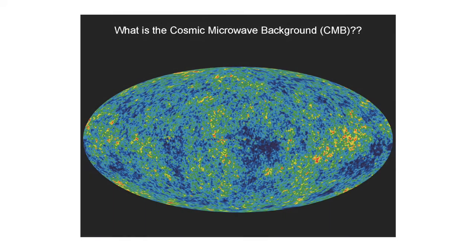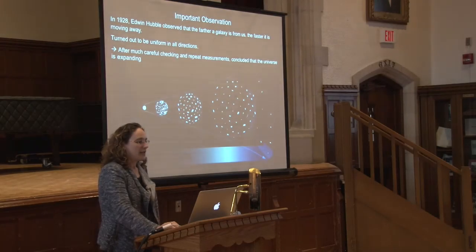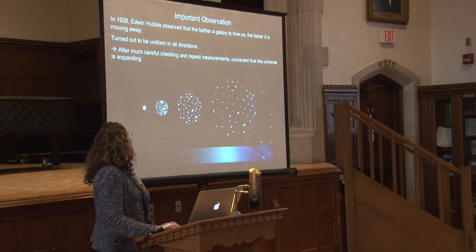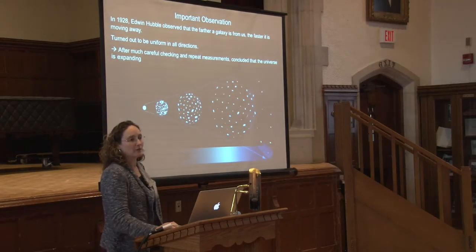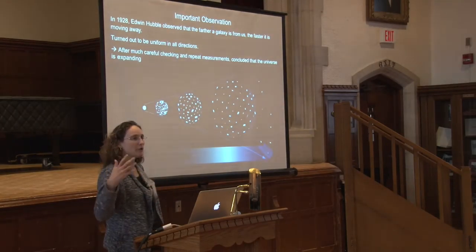So what is this CMB of which we speak? Let's just think a little bit about the history of how we observed what was going on in the universe. If you think back to the early 20th century, in the late 1920s, Edwin Hubble observed that the further a galaxy is away from us, the faster it's moving away. And it turned out that that was true no matter which direction. So it wasn't just some local effect.